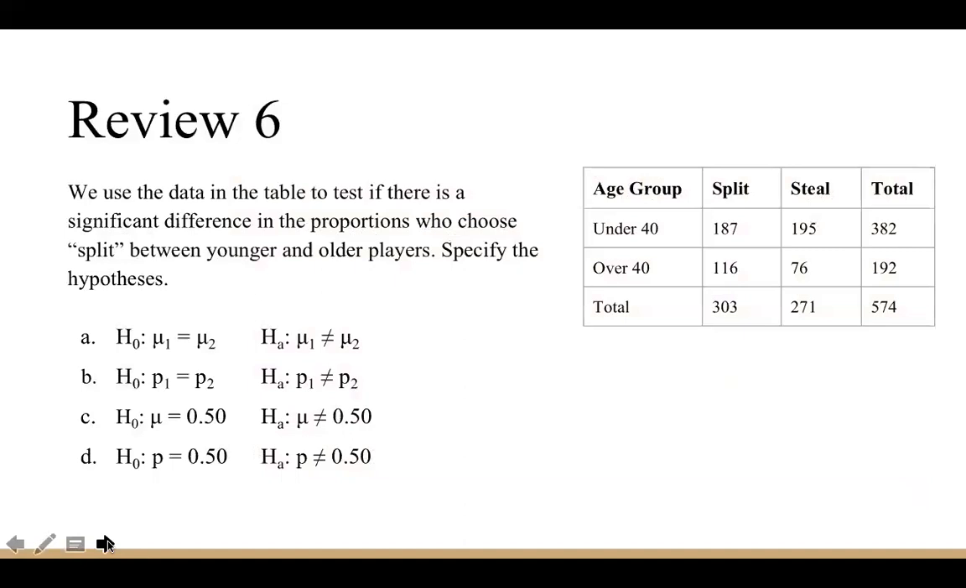So I think we have a review here. Yep. So we use the data in the table to test if there's a significant difference in the proportions who choose to split between younger and older players. Just here, we're going to just choose the hypotheses that are designated here.